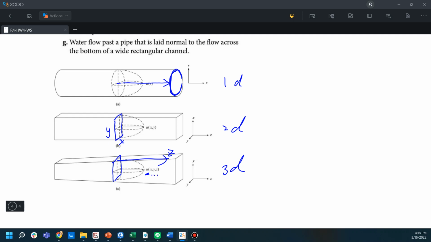Okay, and for the B, the flow rate only depends on the x and y, and for the figure plotted in this A figure, the flow rate only depends on the radius.